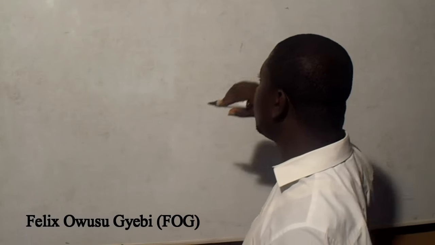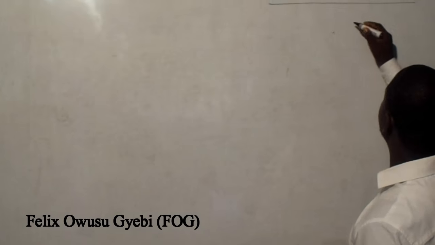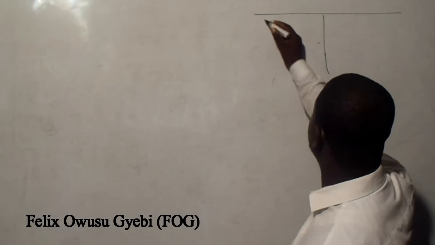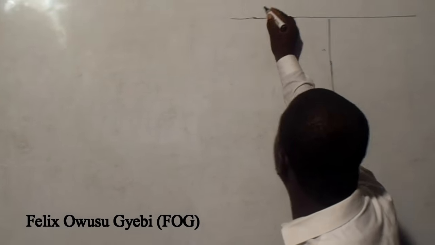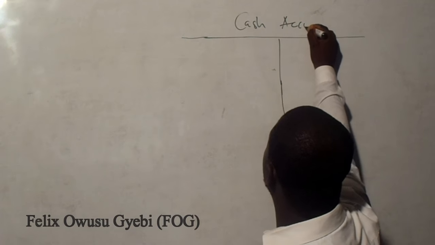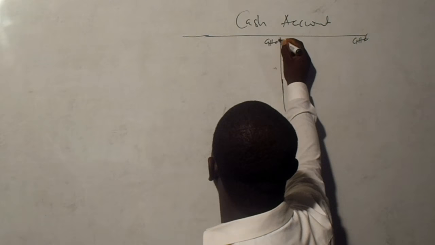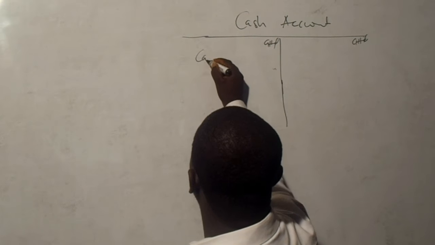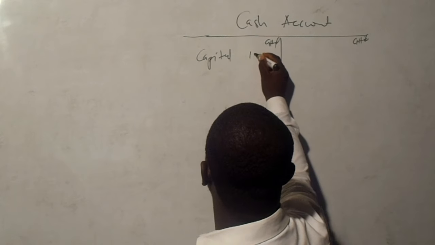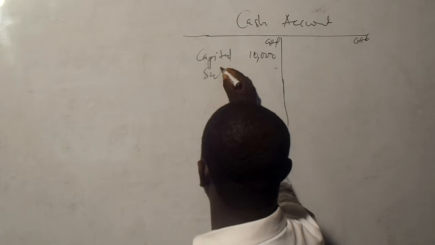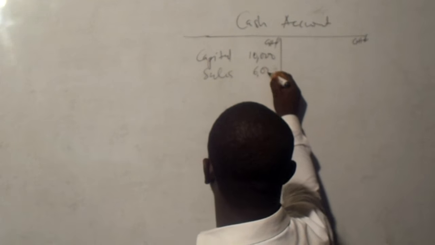Alright, so we are going to look at balancing an account, and we have already learned how to post transactions into the various accounts. So let's assume that this is a cash account, and let me assume that these transactions have already been recorded. There is capital here of, let's say, 10,000.